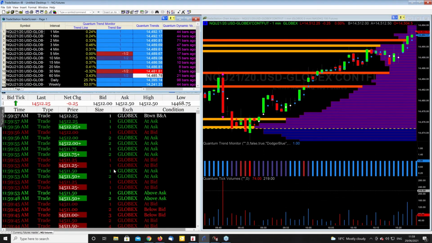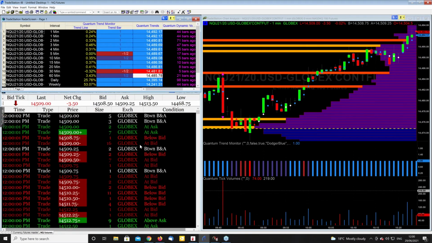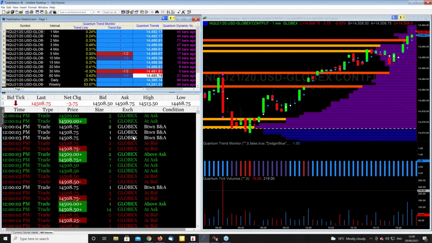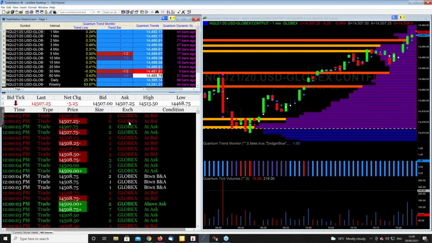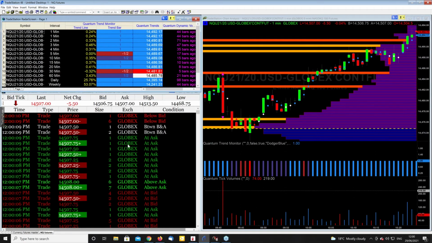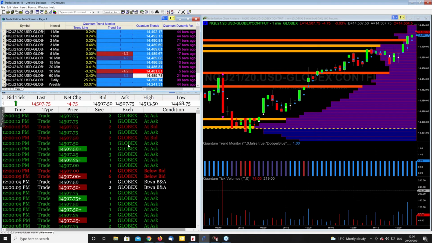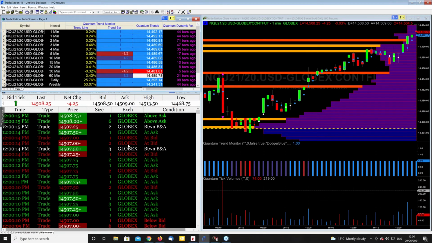I've got the time and sales running down here. This is coming as a straight feed off the IB feed. So you can actually see these are real orders. This is not an order ladder, so these are not spoofed. They're not pending. These are actual executed orders on Globex right now. You can see the numbers going through here.